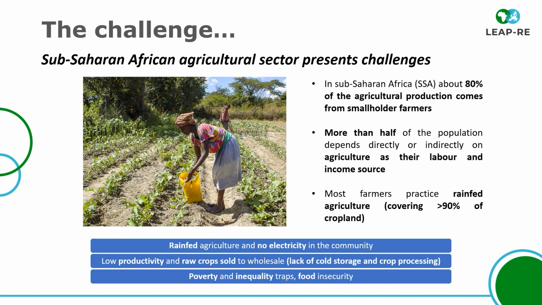Additionally, most communities do not have electricity, they have low productivity, and crops are often sold raw or wholesale with no cold storage or crop processing capabilities. And unfortunately, many of these Africans get stuck in poverty and inequality traps with additional pressure on their food security.